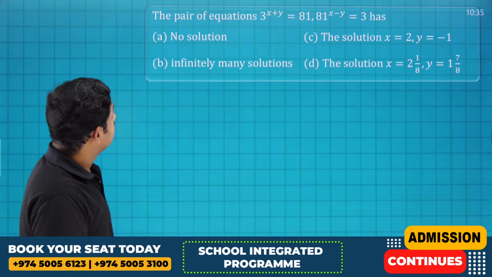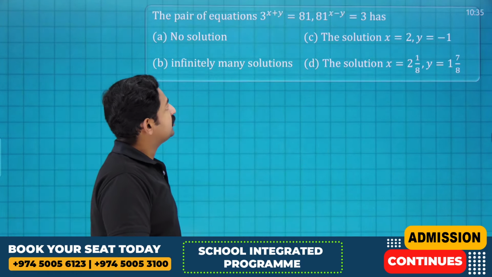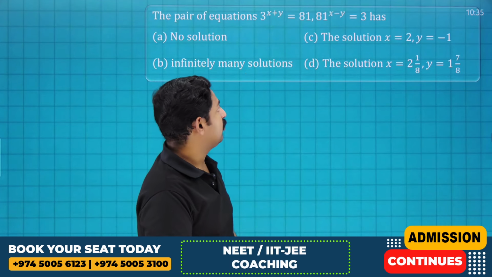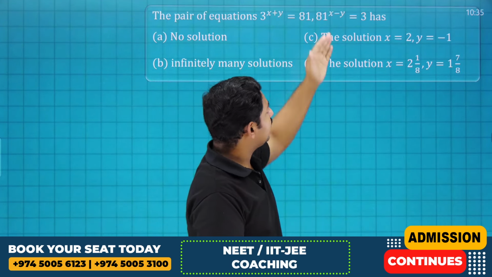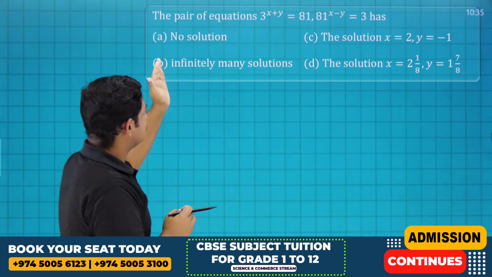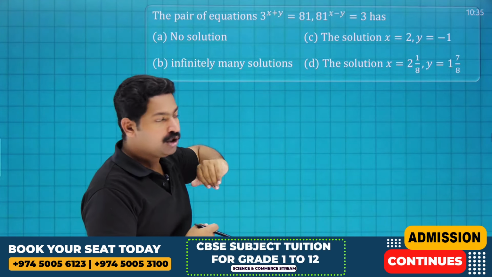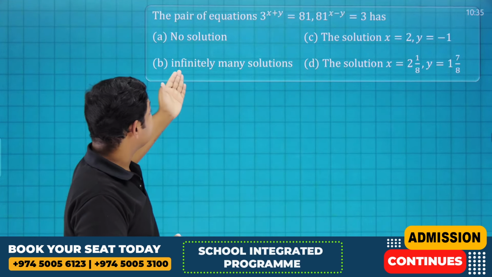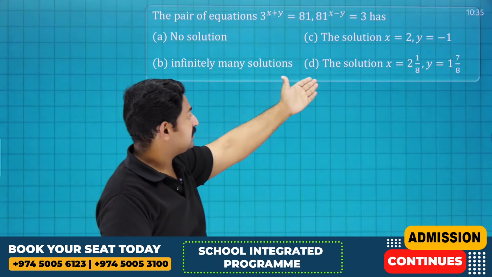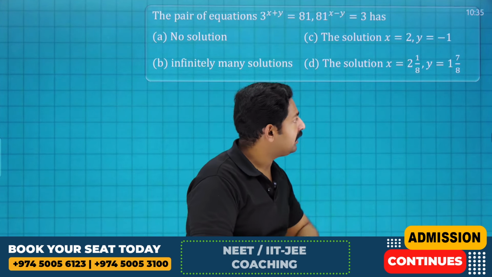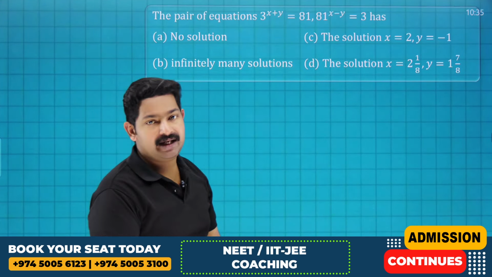So the next one, the pair of equations 3 raised to x plus y is equal to 81 and 81 raised to x minus y is equal to 3 has what condition? It has no solution, or it has the solution x equal to 2 and y equal to minus 1, or it has infinitely many solutions, or it has the solution x equal to 2 1 by 8, it's a mixed form, and y equal to 1 7 by 8.